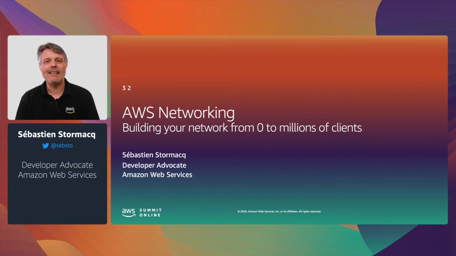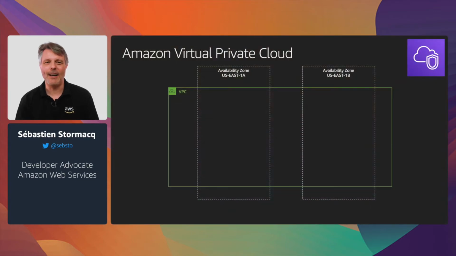So let's dive into AWS networking. The basic building block for AWS networking, it's called a VPC. It's a virtual private cloud. And a VPC, it's a bit like the network you use to manage inside your data center on premises, but it's virtual. It's a configuration on our side that will isolate a part of our network for your usage.